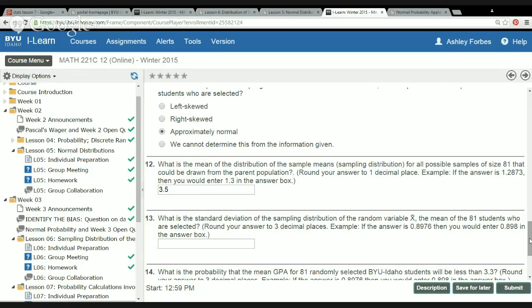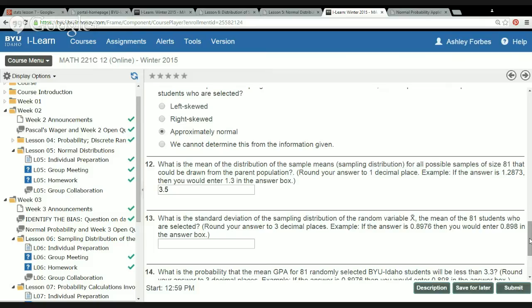I wonder if this question is worded wrong, because the thing that's messing me up is that it says the mean of the 81 students who are selected. So are we supposed to do the average of 81 students? I don't know. I'm really confused. I wonder if it's worded wrong. Maybe it's not. I'm just going to do what you said because it's the only thing that makes sense.